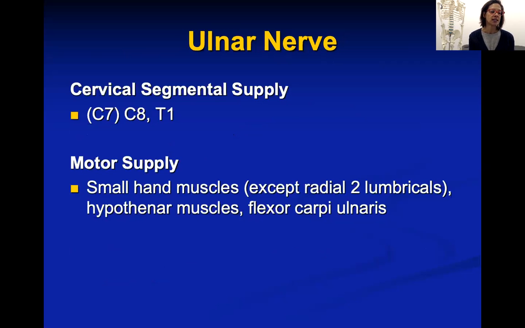The ulnar, the cervical segmental supply is C8, T1 with a little bit of C7. And this would be the small hand muscles, of course, except for the radial two lumbricals, because the radial side is more the median nerve, the ulnar is the ulnar side, so the hypothenar muscles, and then the flexor carpi ulnaris.